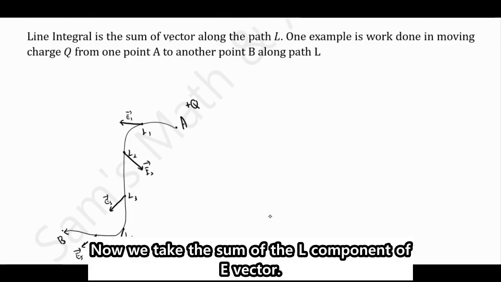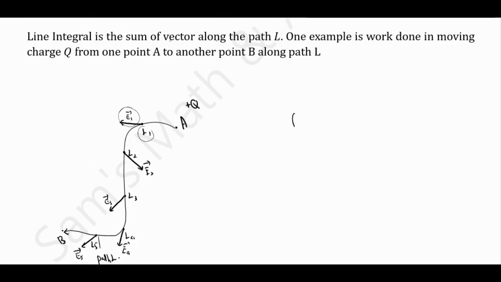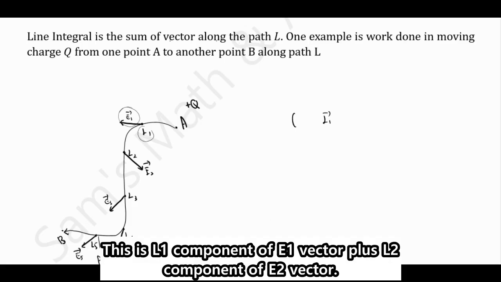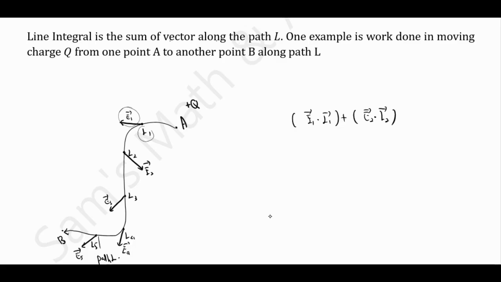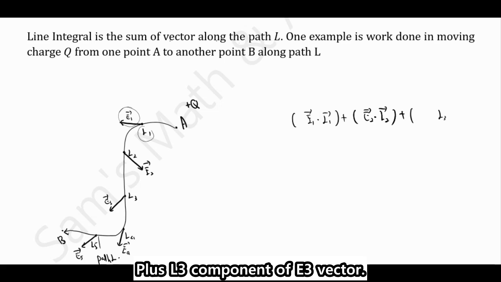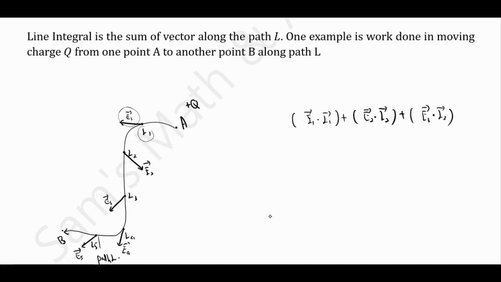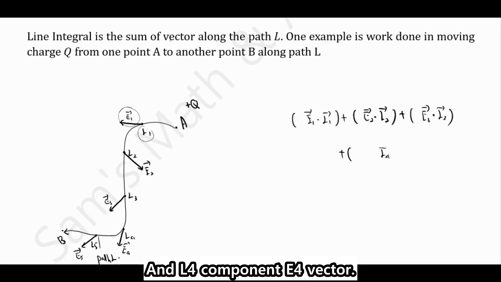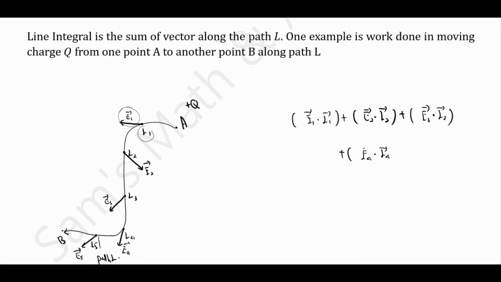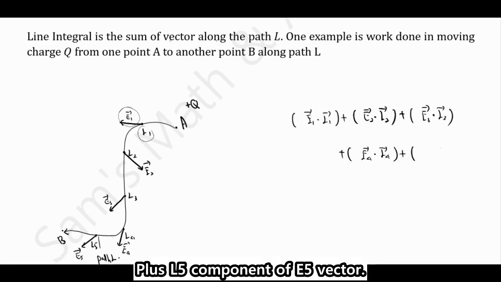So we take the sum of the L component of the E vector. This is the L1 component of the E1 vector, plus the L2 component of the E2 vector, plus the L3 component of the E3 vector and the L4 component of the E4 vector, plus the L5 component of the E5 vector.